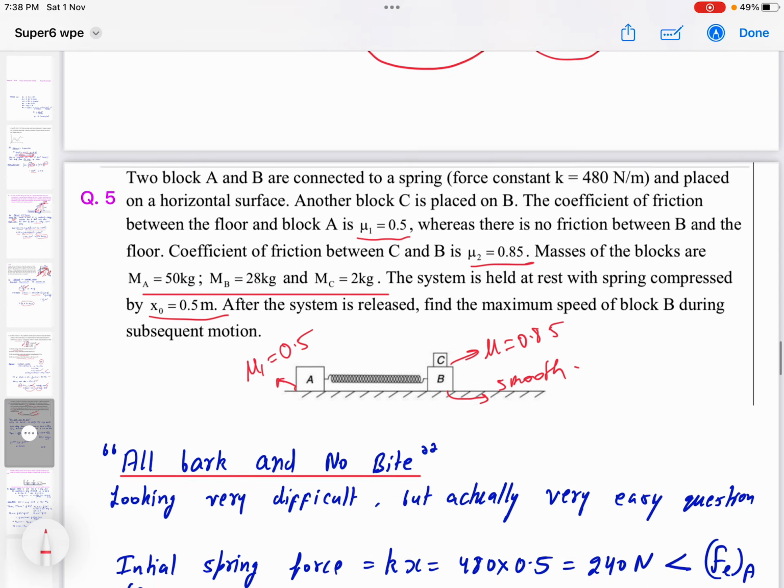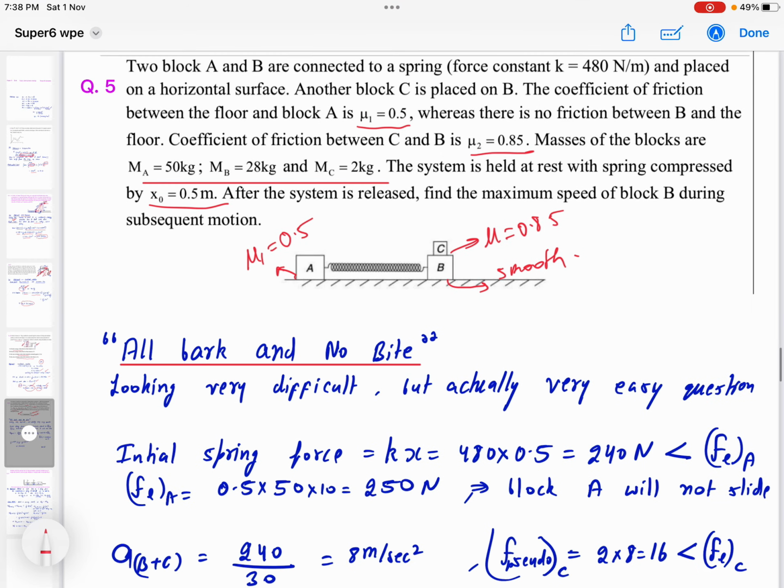Like here, I am trying to solve it. What is the initial spring force? That is 240 Newton, right? Now I check whether body A will move or not. The limiting friction on A, I calculate, is 250 Newton. It means the spring force, which now is a compression, right?